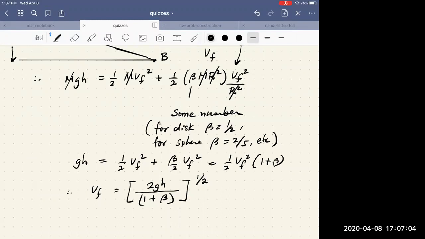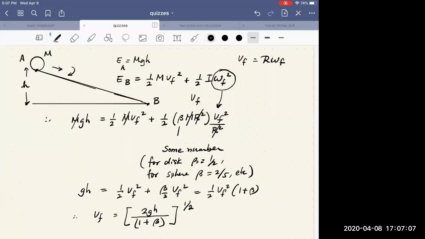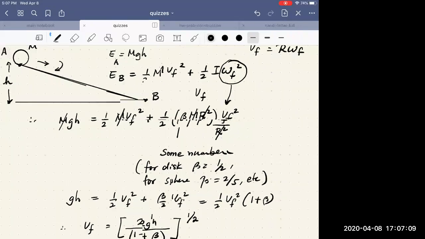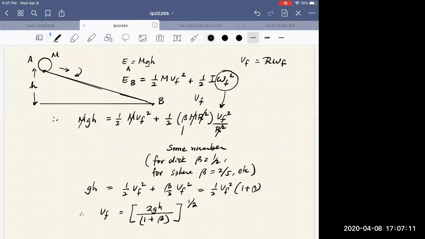But I did want to work this problem out completely for you, just so that you feel like you understand, hopefully, the material. With that, I'll close this session.